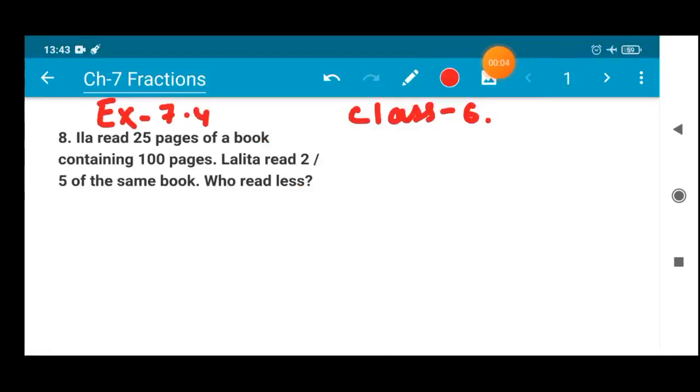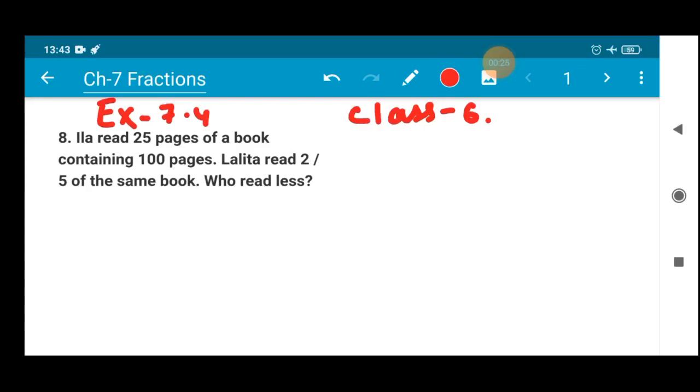So in today's session we will be doing question number 8 from exercise 7.4. Alright. So question number 8 states that Ela read 25 pages of a book containing 100 pages. Okay. So Ela is reading 25 pages of a book containing 100 pages.